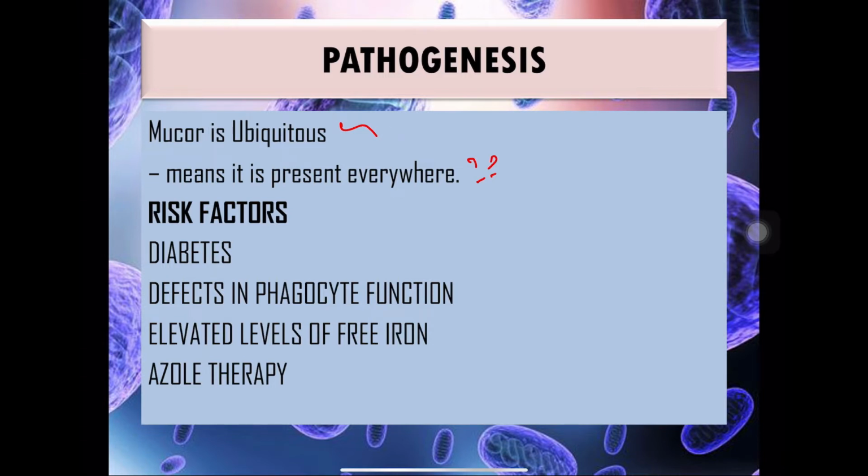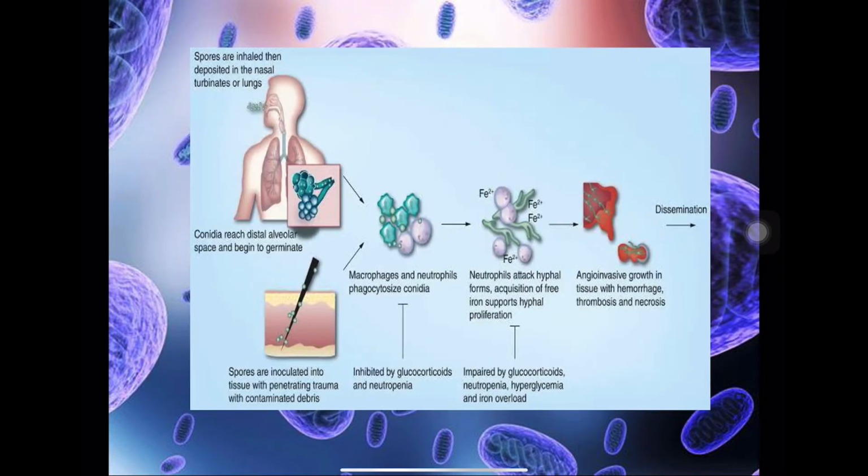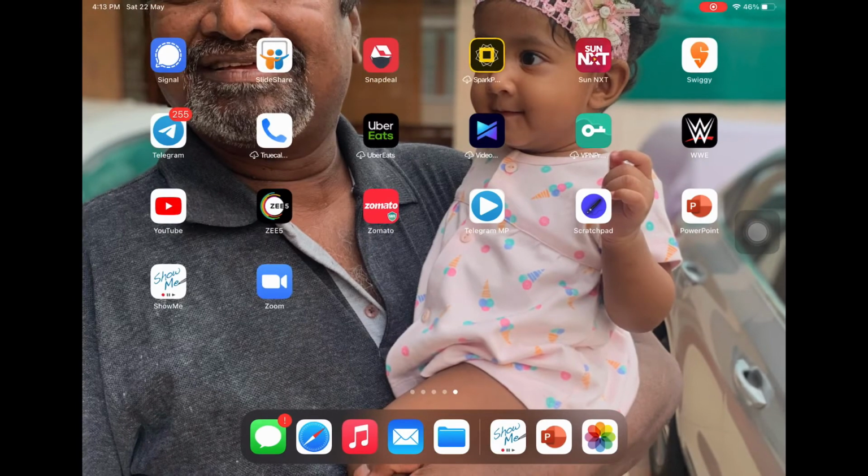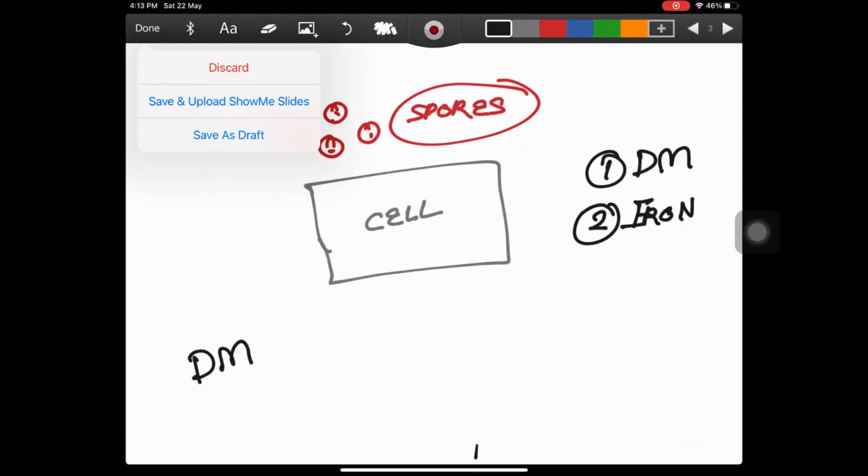So who is at risk of developing mucormycosis? The risk factors are diabetes, defect in phagocyte function, elevated level of free iron, and this is interesting, azole therapy. Azole is an antifungal, but patients who are on azole therapy or azole prophylaxis are at a higher risk of developing mucor. We'll discuss why. This is the life cycle of mucor: the spores enter the body and finally lead to dissemination. We'll see how this happens with the help of a scratch board. Let me go to my scratch board.